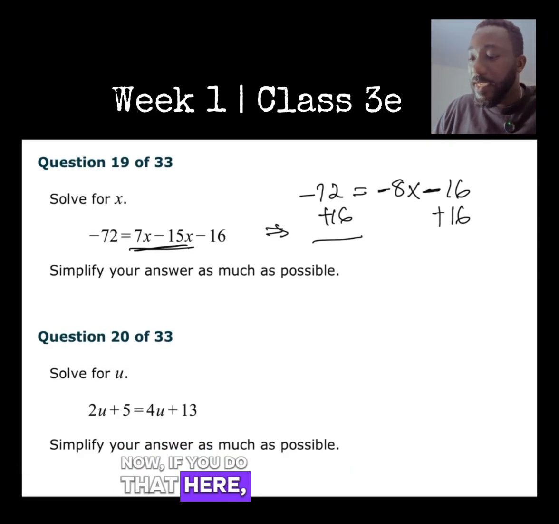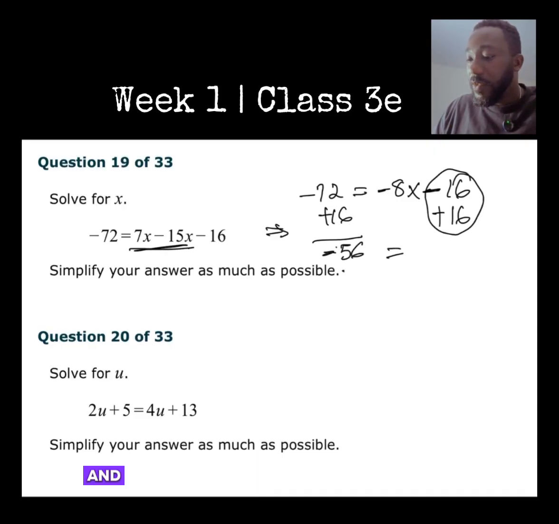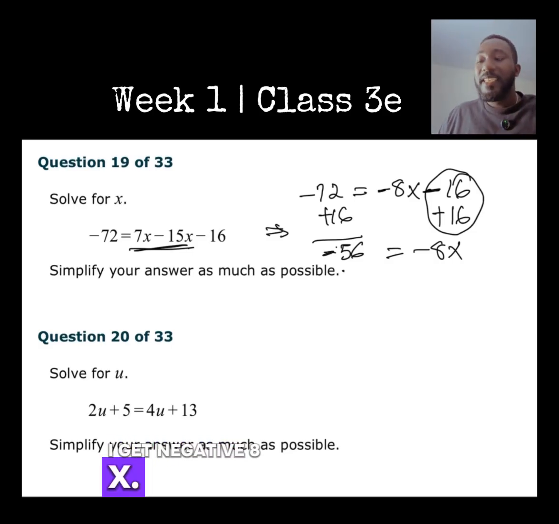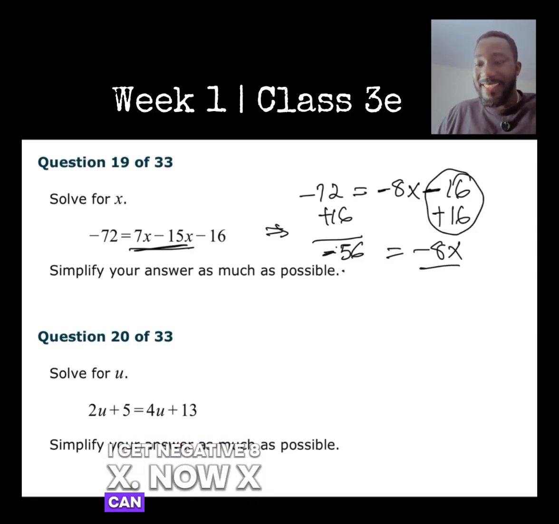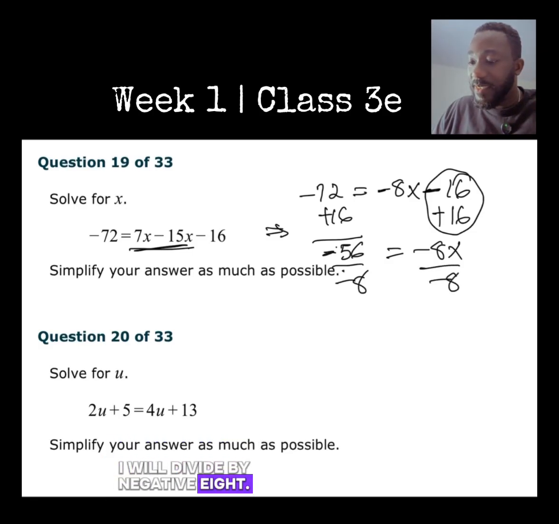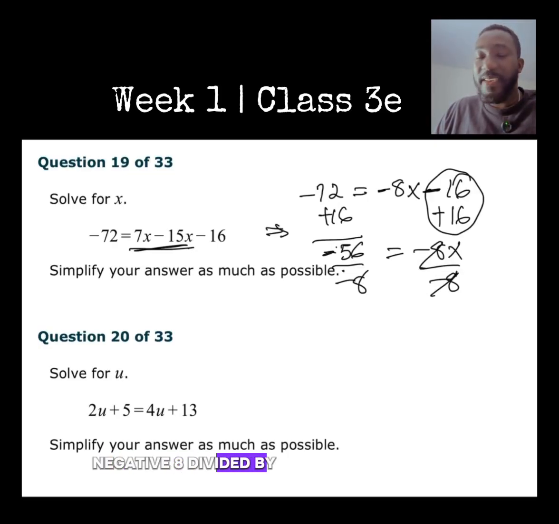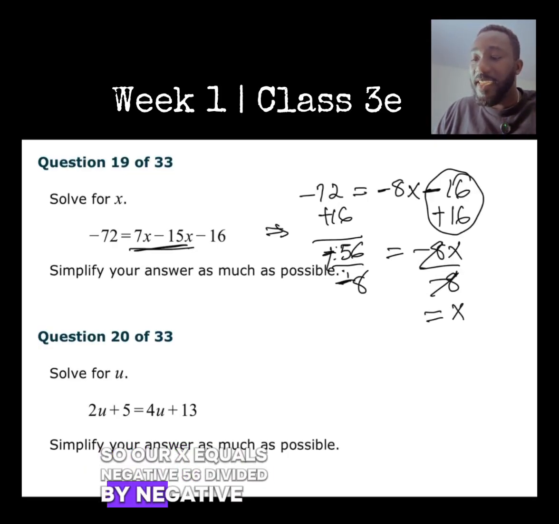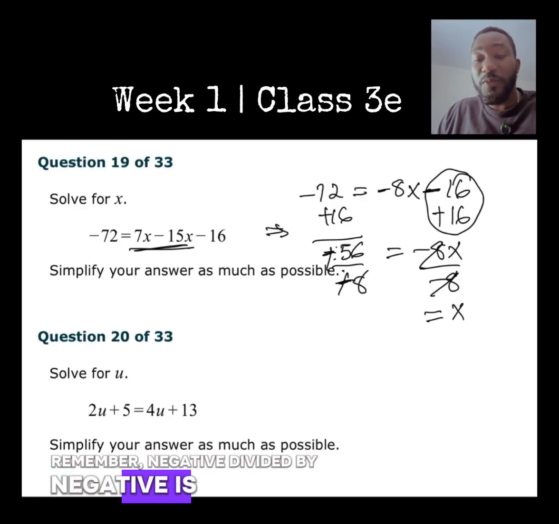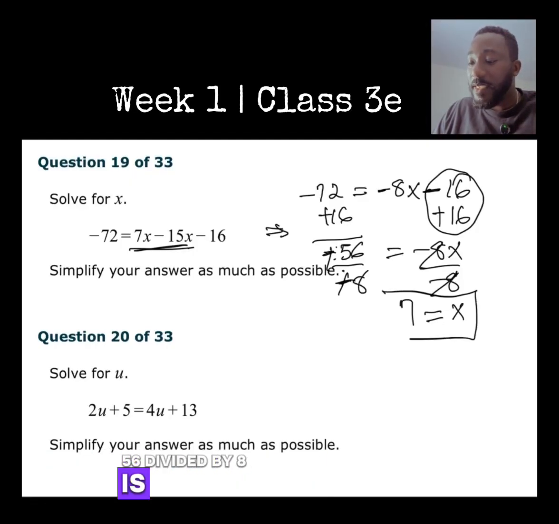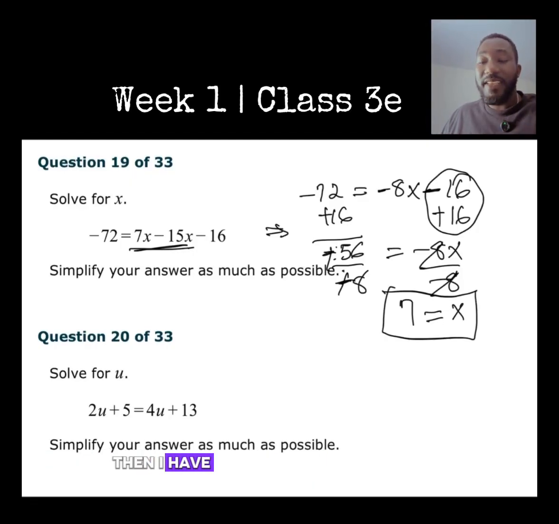Now if we do that, here I will get what? Negative 56. And this is 0 gone. I get negative 8x. Now, x can stand alone. I will divide by negative 8. Negative 8 divided by negative 8 is 1. So our x equals negative 56 divided by negative 8. Remember, negative divided by negative is positive. 56 divided by 8 is 7. Then I have that x equals 7.